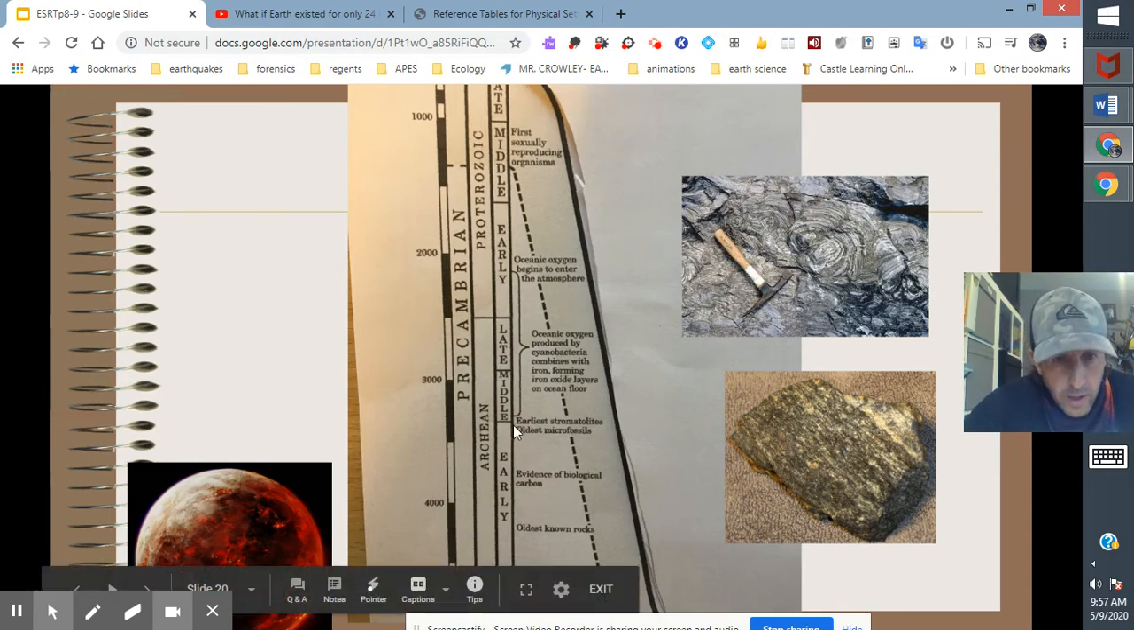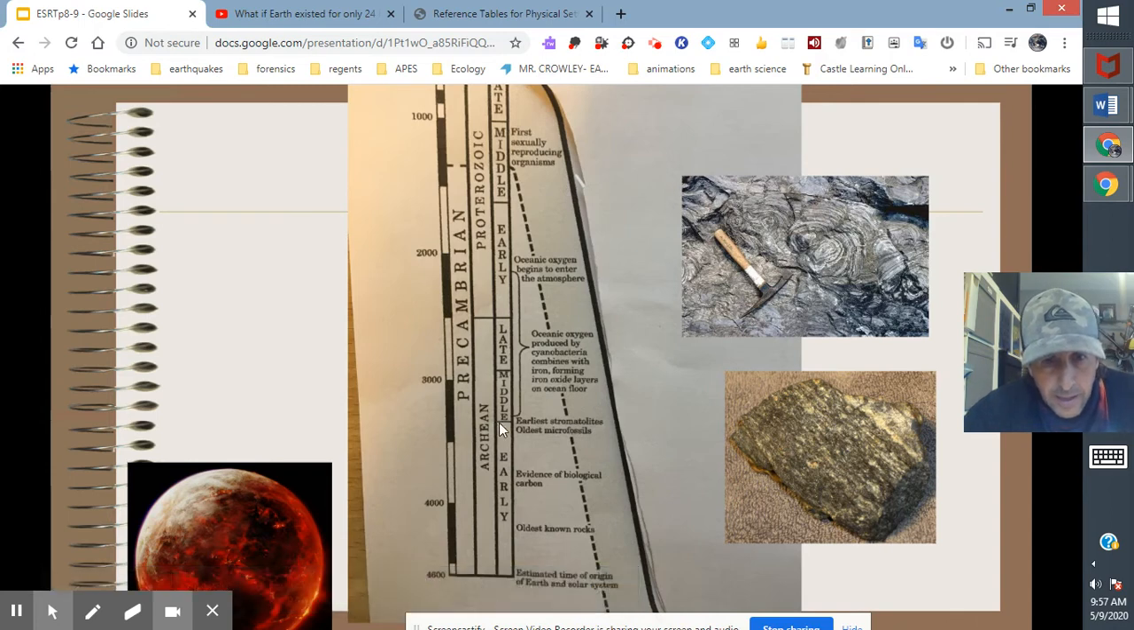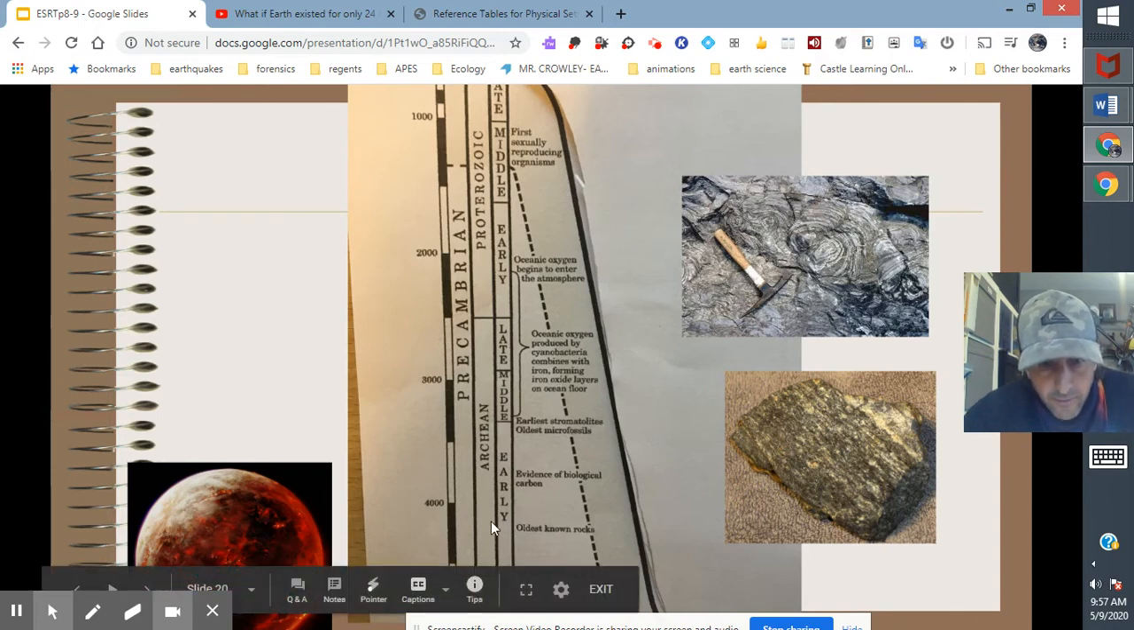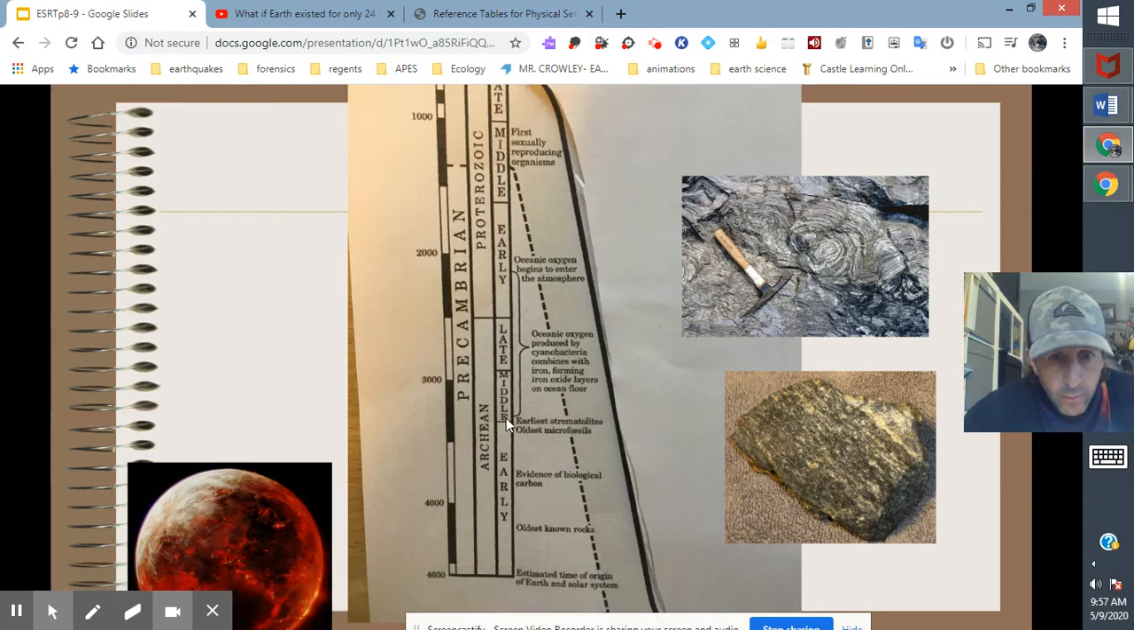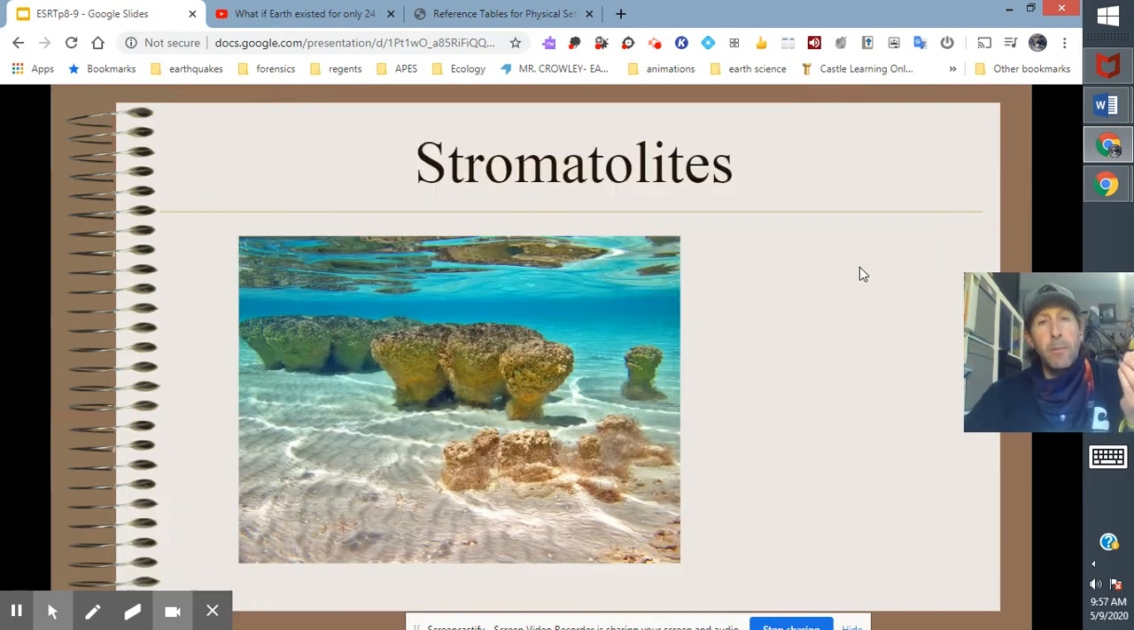It says here at around 3.5, about 4.2 billion years ago, the oldest known rock. Around here, you can see 3.8 would be our stromatolites. And stromatolites are cool because we study modern day stromatolites. There's a picture of a modern day stromatolite.